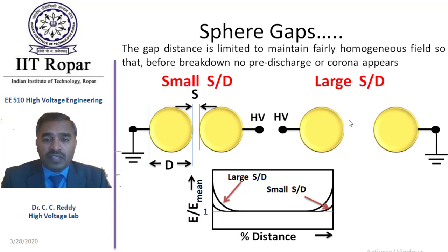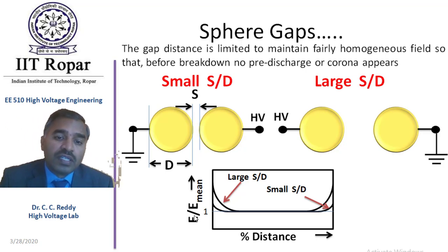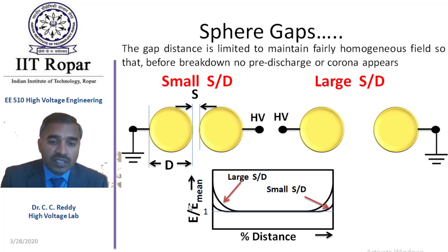Now, how the electric field between the spheres, or in the gap, is affected by s by d is given in this graph. In this graph, the vertical axis is E by E mean, meaning how much the electric field is enhanced over the mean field, and the horizontal axis is percentage distance. Percentage distance means at this corner it is 0, this is the sphere sparking point, and at this point it is the other sphere's sparking point. So this is the gap actually, and percentage distance is taken in order to match these two types of configurations.